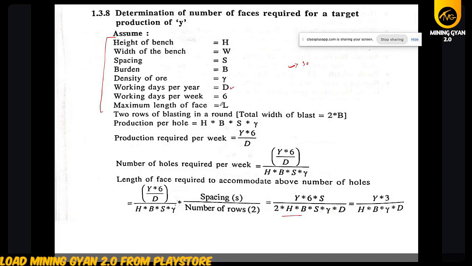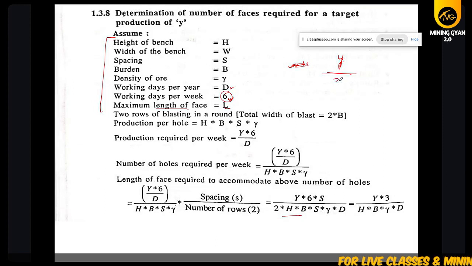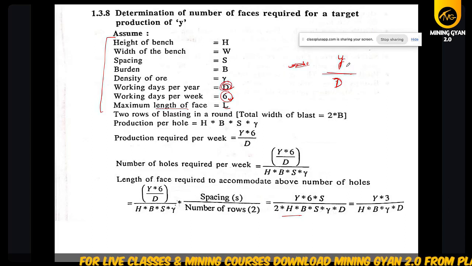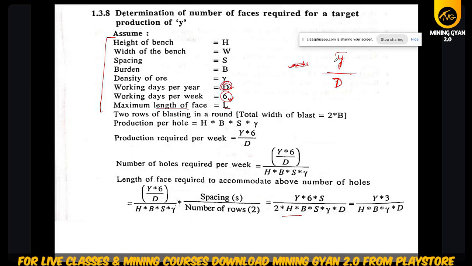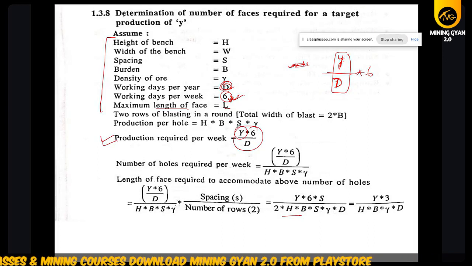in 1 week, 6 days working, maximum length of the face. So if the target is Y for the year, divide by how many days the mine is working, suppose that is D. This is how many days working, and in 1 week 6 days, so 6. So it will be the production required per week. You divide total production by number of days into 6, so it will be your weekly production.